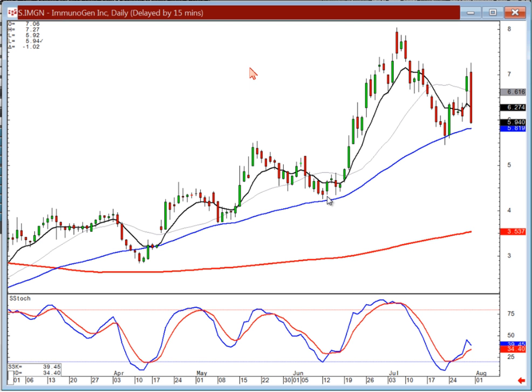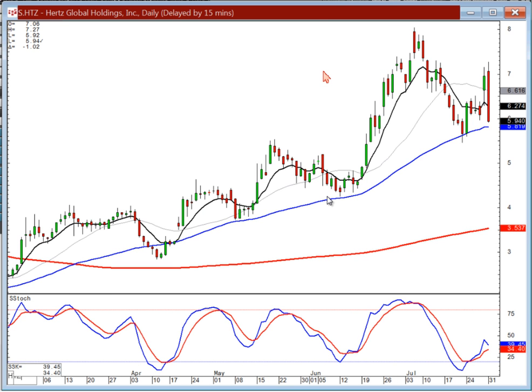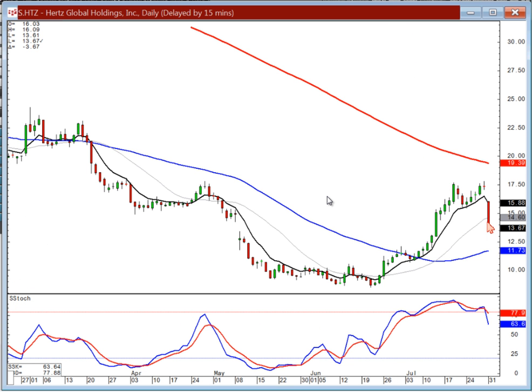So that's just a long explanation to say that if you see what it's doing, do what I initially said, that was more on Hertz. Do what the chart tells you to do, close it out, you can always buy it back.